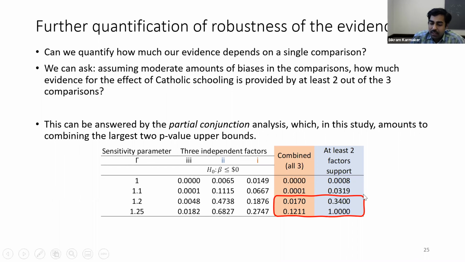So you'll see at gamma equal to 1.2, even though combining all 3 of them, we had evidence which was still less than 0.05, or a p-value which was still less than 0.05. When we emphasize that we need to look at least 2 of them, that goes away. You have a p-value which is 0.34.